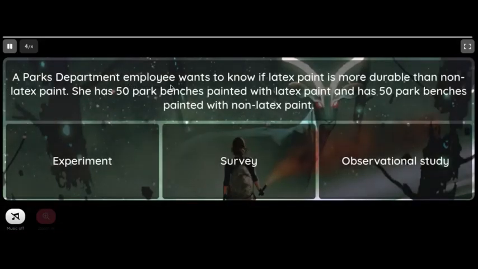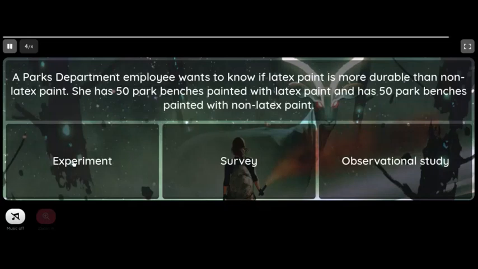A park department employee wants to know if latex paint is more durable than non-latex paint. She has 50 park benches painted with latex paint and has 50 park benches painted with non-latex paint. Is it an experiment, a survey, or an observational study? So again, it's definitely not a survey because it's not asking anyone a question, and it's not an observational study. Again, it doesn't look for a link between two things.